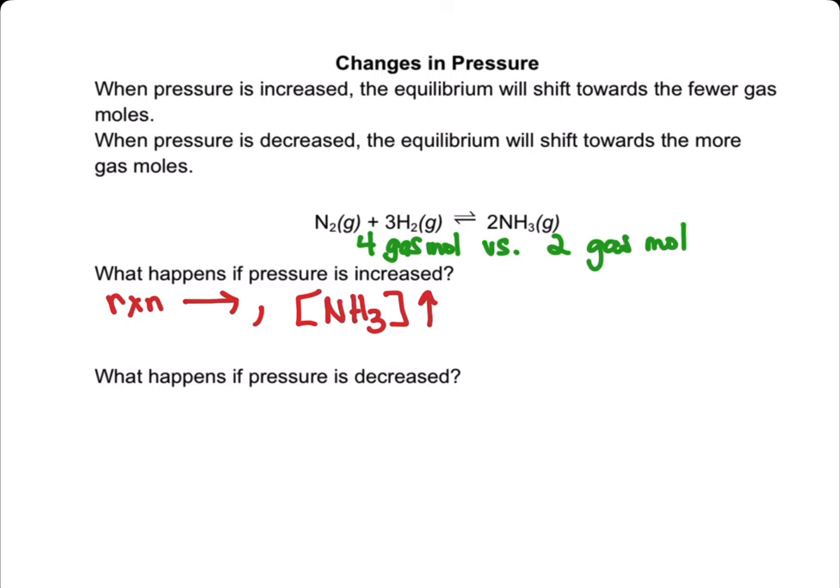What happens if pressure is decreased? If pressure is decreased, then the equilibrium will shift towards the more gas moles. So that means the reaction will shift to the left, and that means I'm making more N2 and more H2.